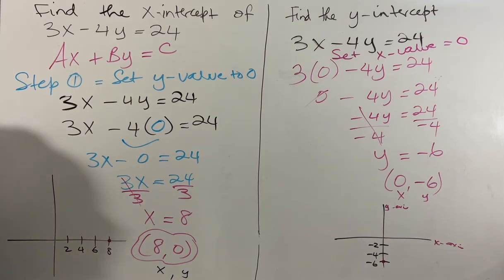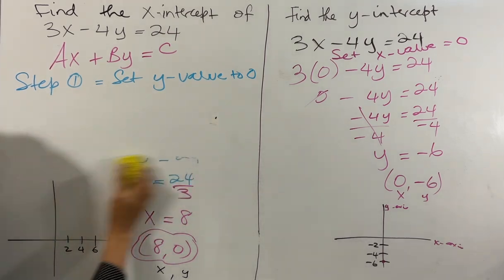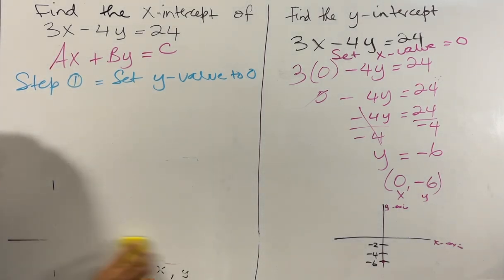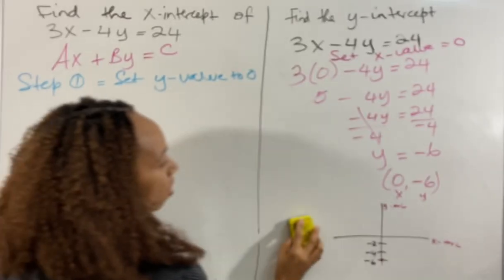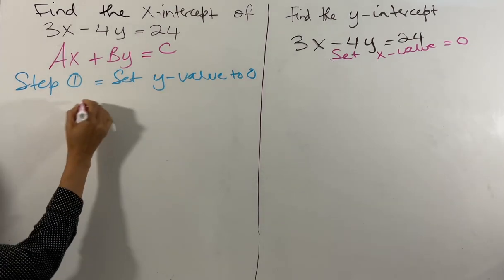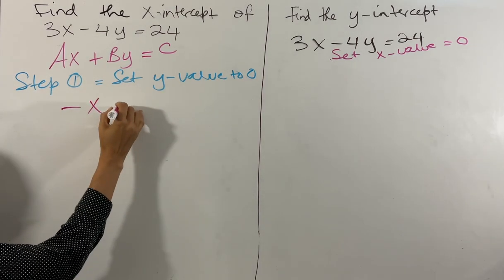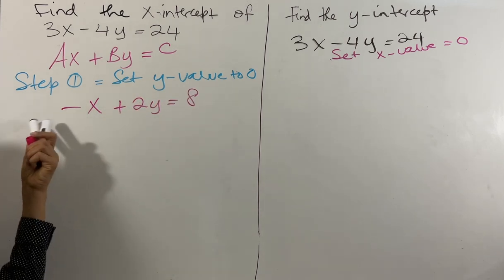Now, you know that I always like to give more than one example, and I like to give variation. Variety is the spice of life, and this way you will become versed in math when I give various examples. I'm going to use negative x plus 2y equals 8. You have to use the same step.